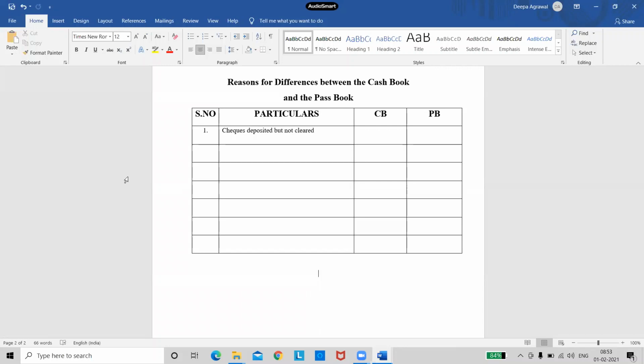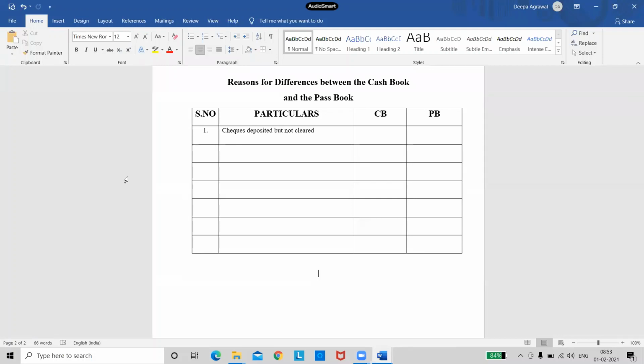So when I put the check in, if the other person's account has sufficient balance to pay me and the check is cleared, only then the banker will record it. Am I clear? Yes or no? Yes, ma'am. So whenever there is a transaction that checks deposited but not cleared, which book is recording the entry first? Cash book. The cash book will record the entry.